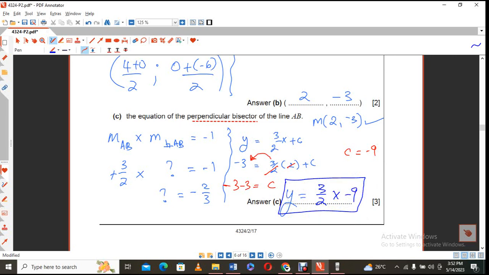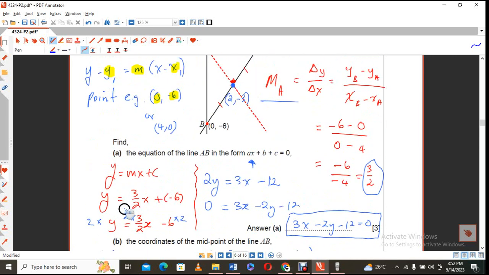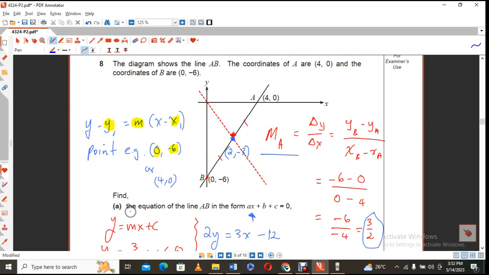So that takes care of that one there. I have to go back and also rectify that, the perpendicular bisector, minus 3 minus 9.